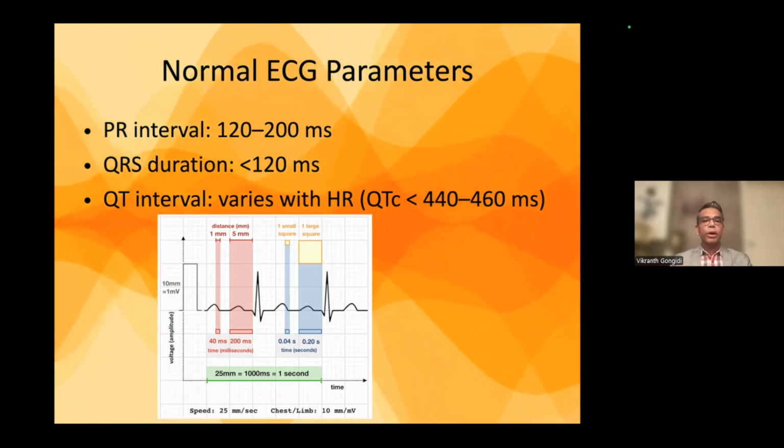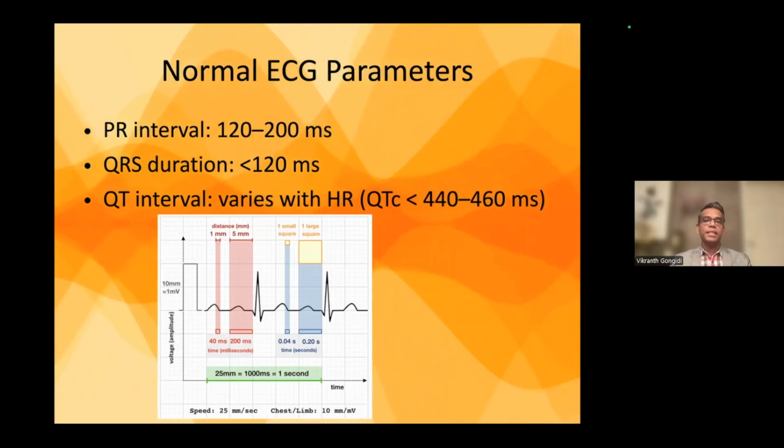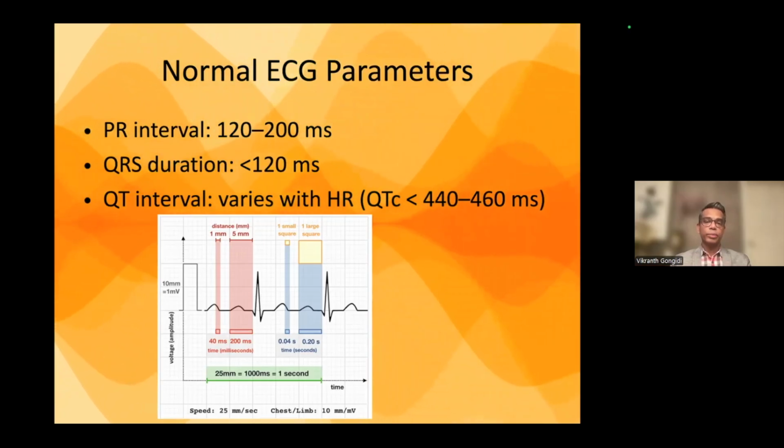The QRS, again, is normally less than 120 milliseconds. Anything more than that is considered a bundle branch block of sorts.